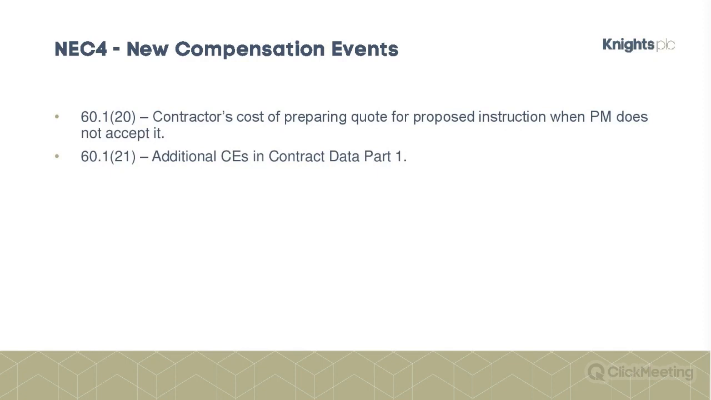So this is, the proposed instruction is the scenario where the project manager thinks it might like certain work doing, which is going to be a compensation event. So they issue a proposed instruction, basically to get the work priced and then decide, do they want it, don't they? So it's got to be a proposed instruction, not an instruction generally. And the project manager has then got to say, actually, not accepting it as you were, carry on with the original scope of work.